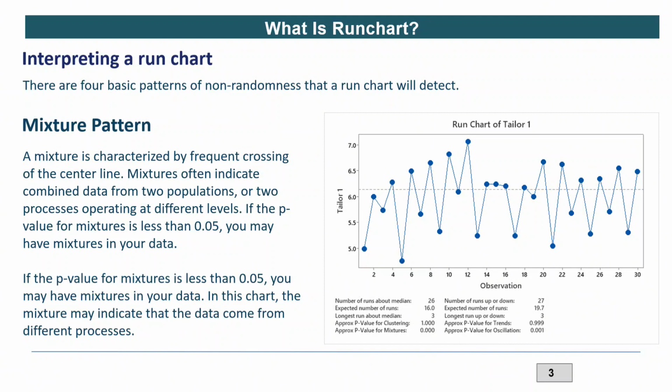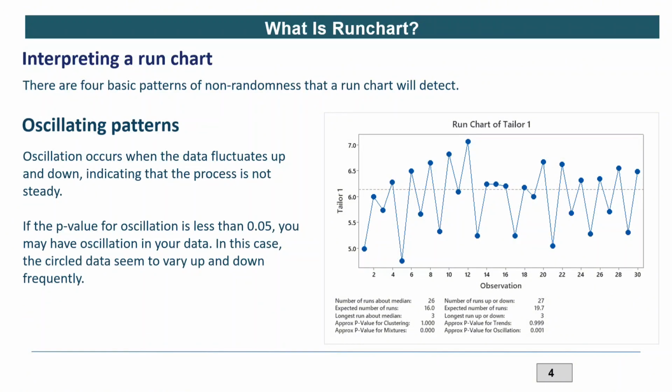And how do we interpret that in a Minitab run chart? If you perform a run chart in Minitab, you get p values. So there will be 4 p values. If you see the mixture p value less than 0.05, you can conclude that that particular data has a mixture pattern present in it. So we need to separate the two subgroups and then do the analysis. That is what we mean by mixture.